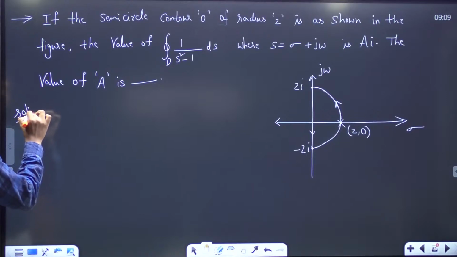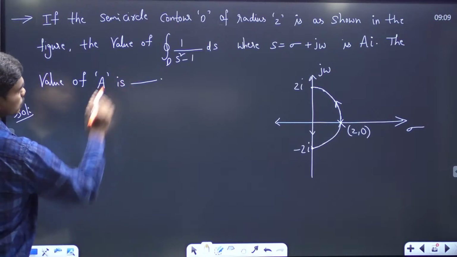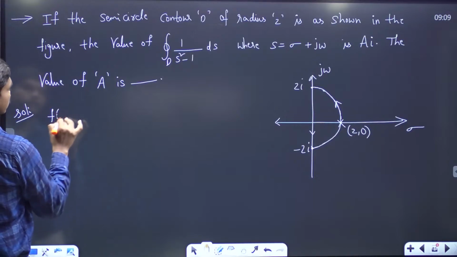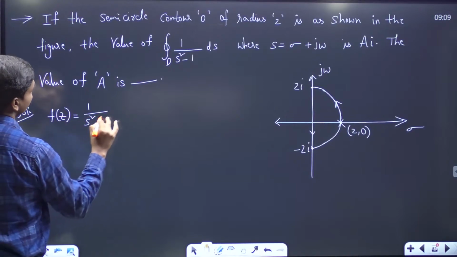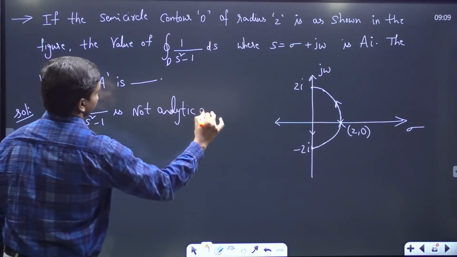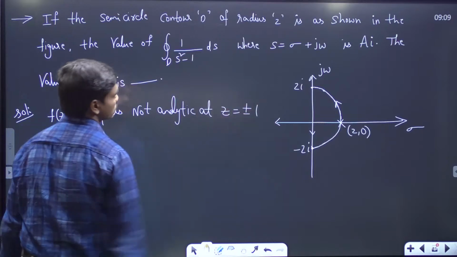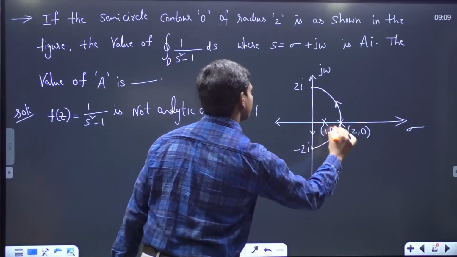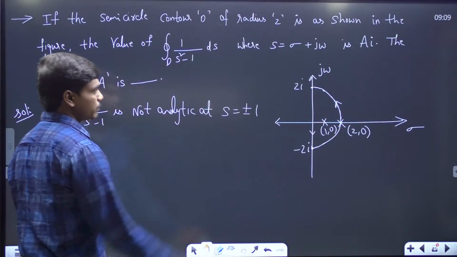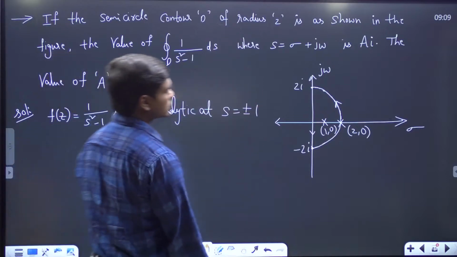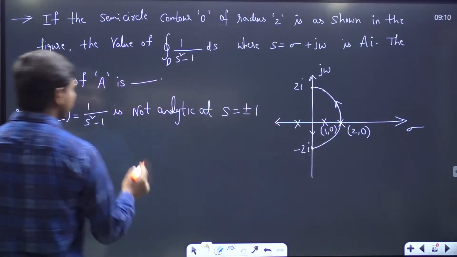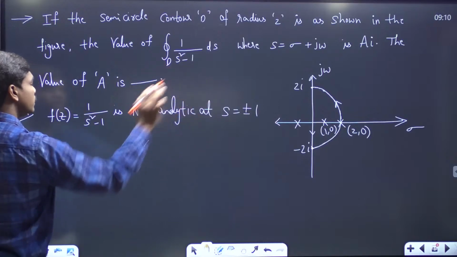I think time is short, so please let me solve. I have 2 more questions, so that's why. If you see, this function is not analytic where s square minus 1 is equal to 0. So f of z is equal to 1 by s square minus 1, which is not analytic at z is equal to plus or minus 1. And s is equal to 1, 0 is lying within the curve, but minus 1, 0 is not within the curve. So we'll consider only s is equal to 1 as the point within this path C where this function is not analytic.